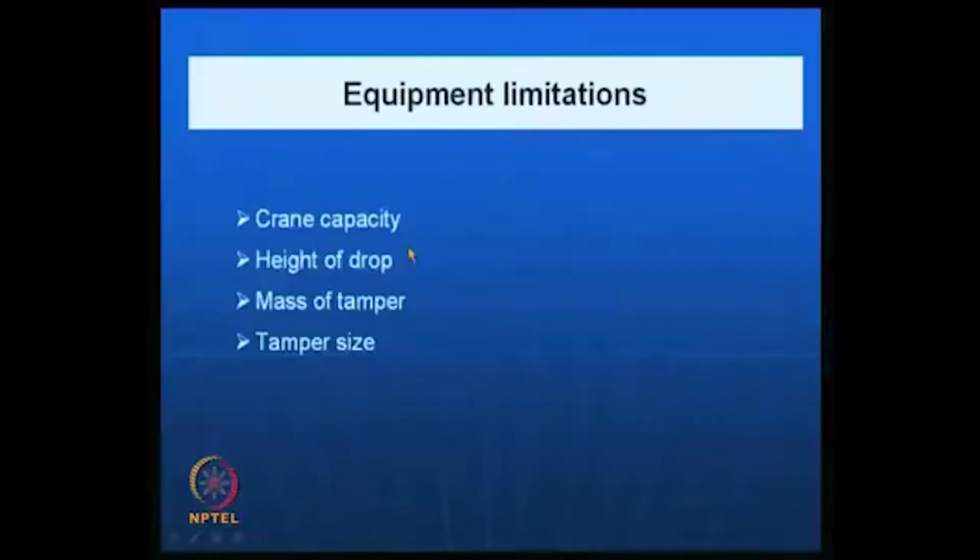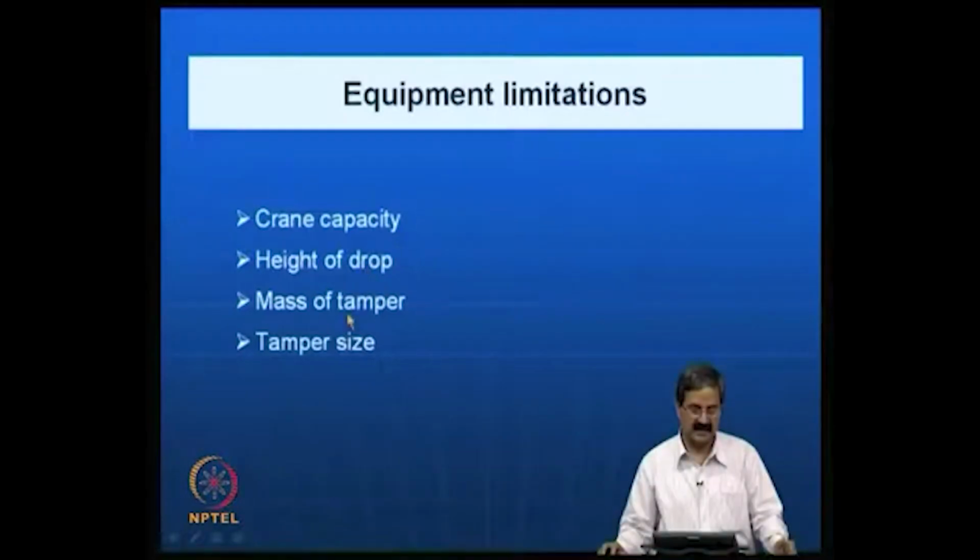So what are the equipment limitations, and why should we understand these things? It is because not everyone can do this. People should understand that dynamic compaction is a technique, and the technique has to be followed properly, which you can only do if you have the knowledge of what goes into this method itself. So for example, crane capacity, the height of drop, the mass of the tamper, its size, these are all based on the equipment.